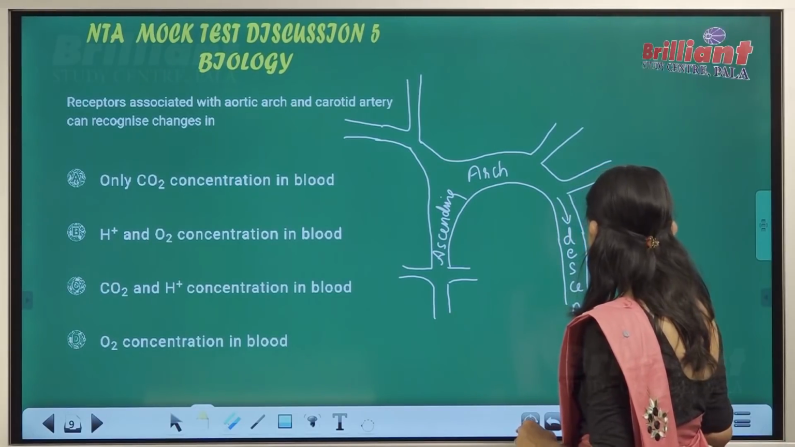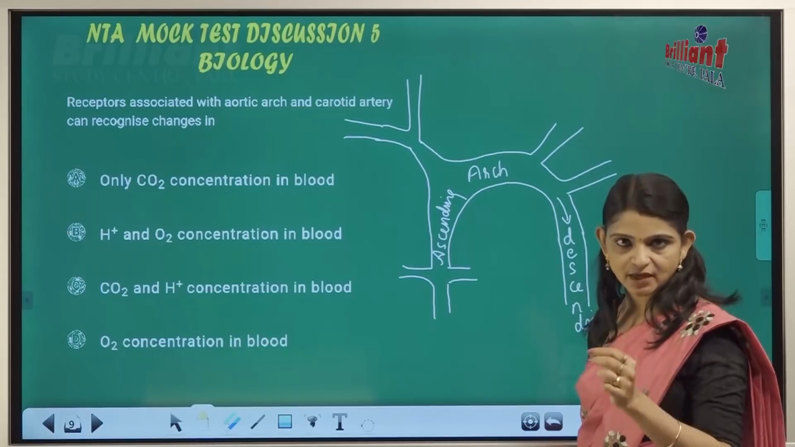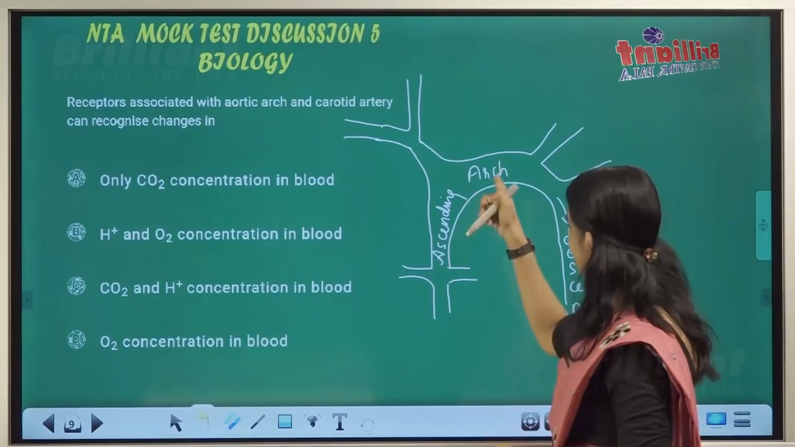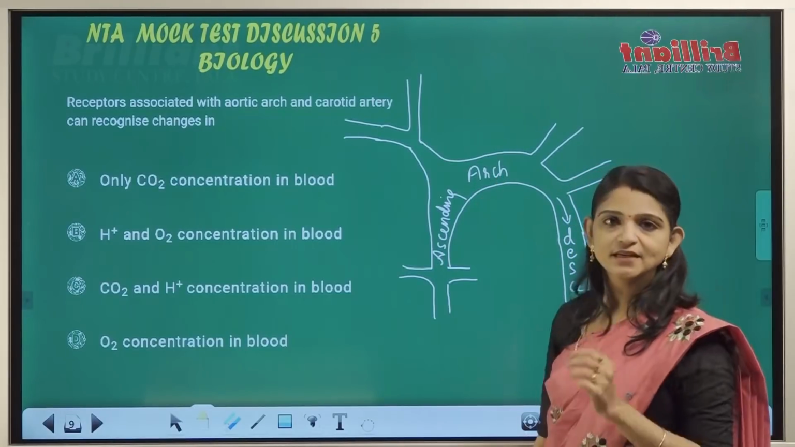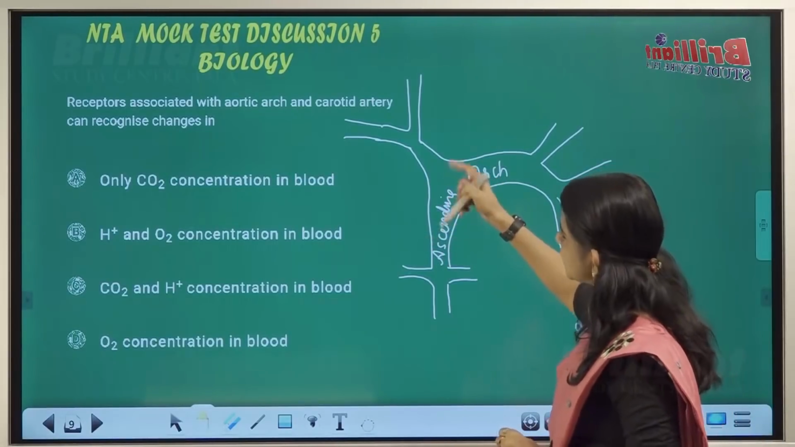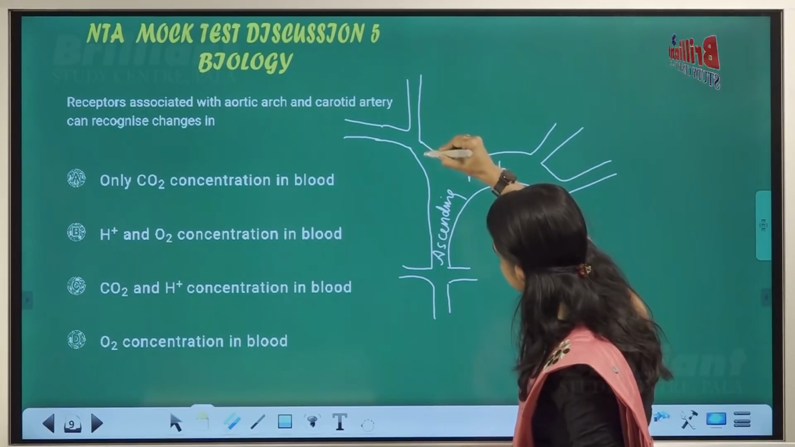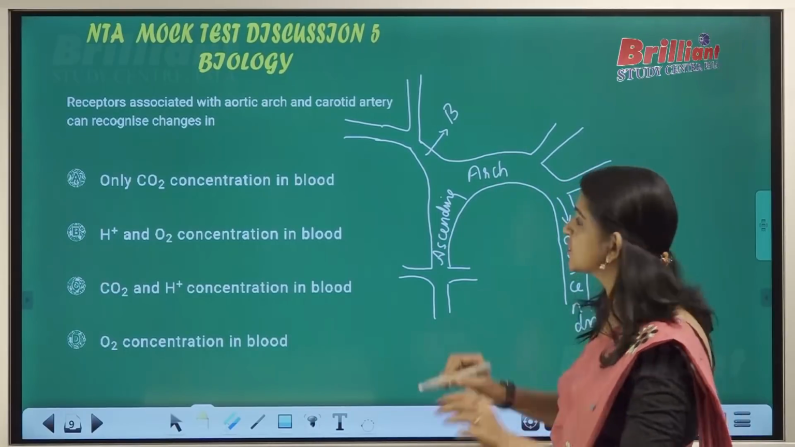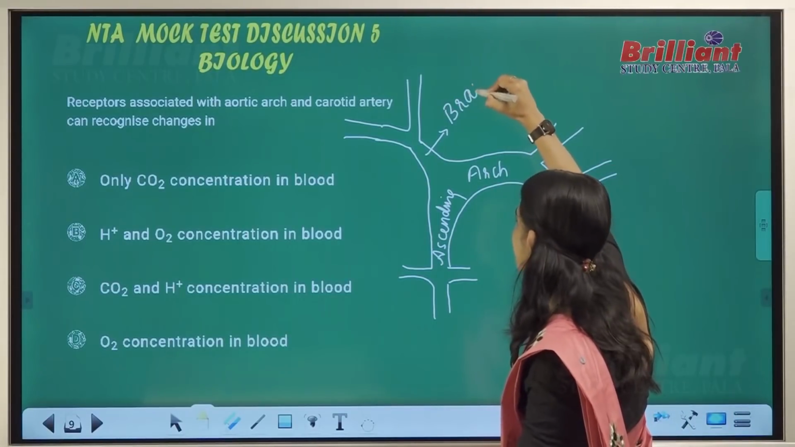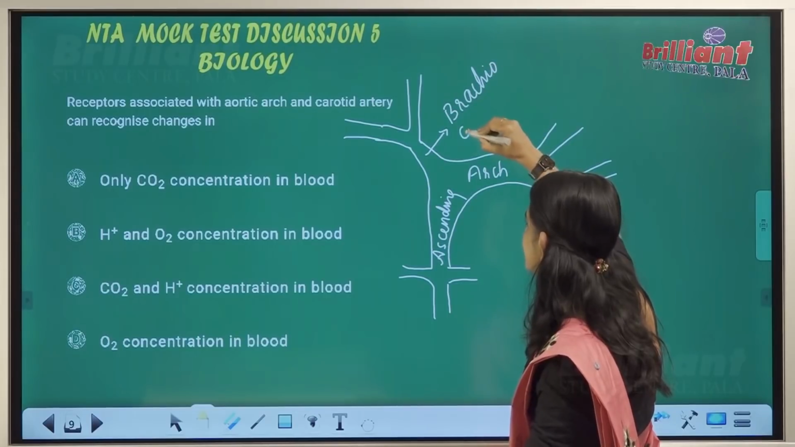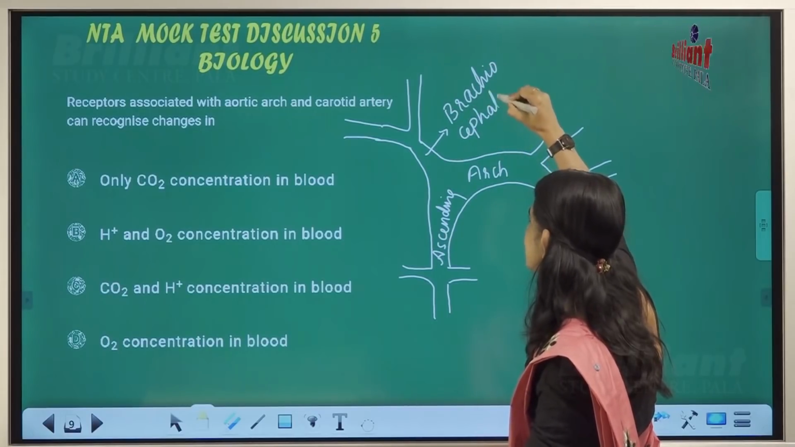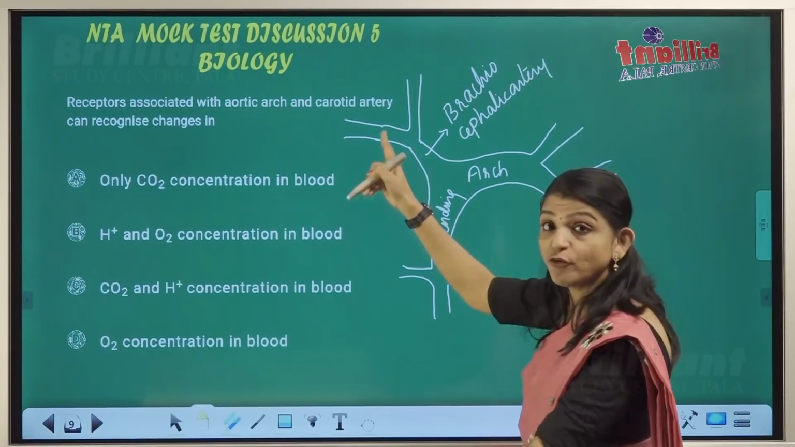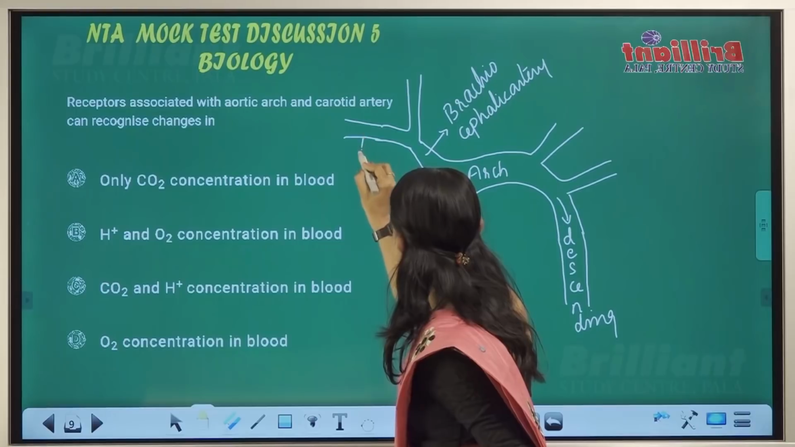So when we are considering the aorta, the aorta is majorly divided into the ascending aorta, aortic arch and descending aorta. The aortic arch has branches. The first branch of the aortic arch is the brachiocephalic artery.